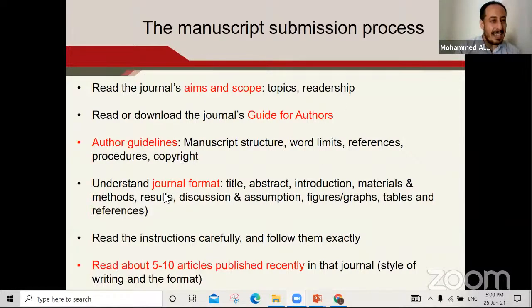So, general rules for submission: read the aim and scope. The first step, after you select the journals using the tool that I showed you, is to read the aim and scope. You have to read the guide for the authors. And you have to follow the journal format in title, abstract, introduction, results and discussion, the references, all those things. Also, download 5 to 10 articles from the same journal and look at the format to follow the same format.